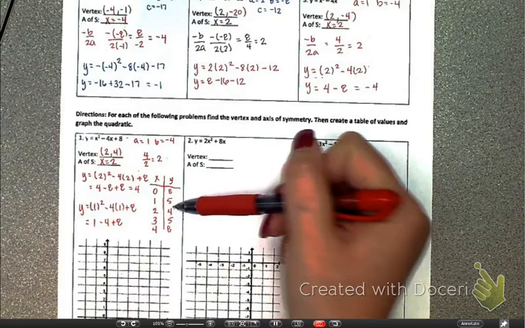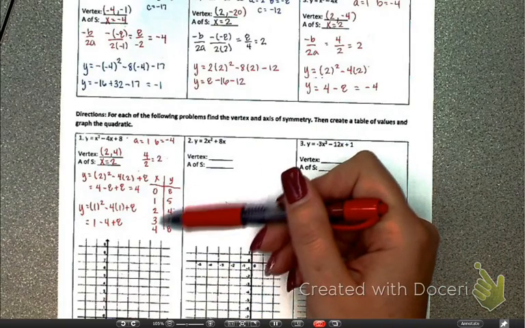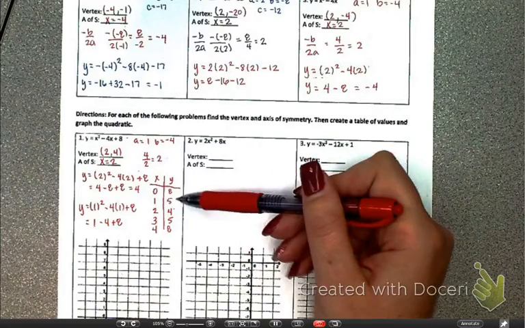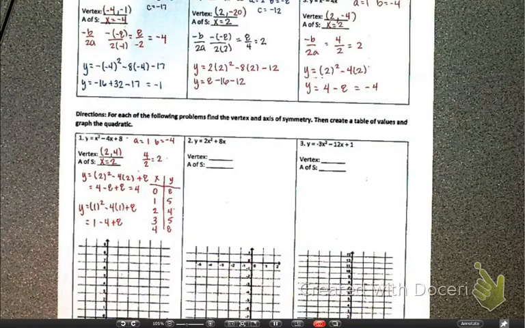Now, just like when we were graphing in vertex form, you pick 2 numbers below and 2 numbers above and then you plug them in to get the y's. Creating the table of values is exactly the same.